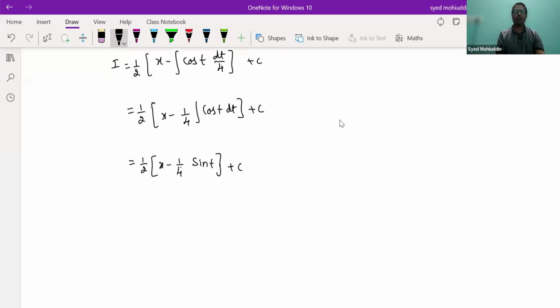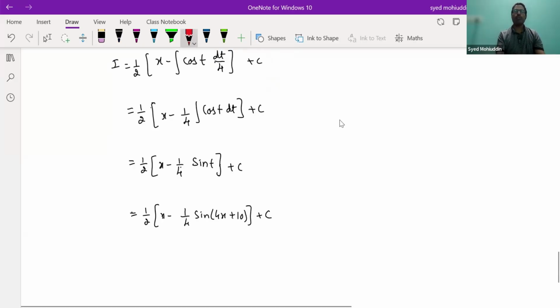t is 4x plus 10. So it is half times of x minus 1 by 4 into sine of 4x plus 10, plus the constant of integration c. So that will be the required solution.